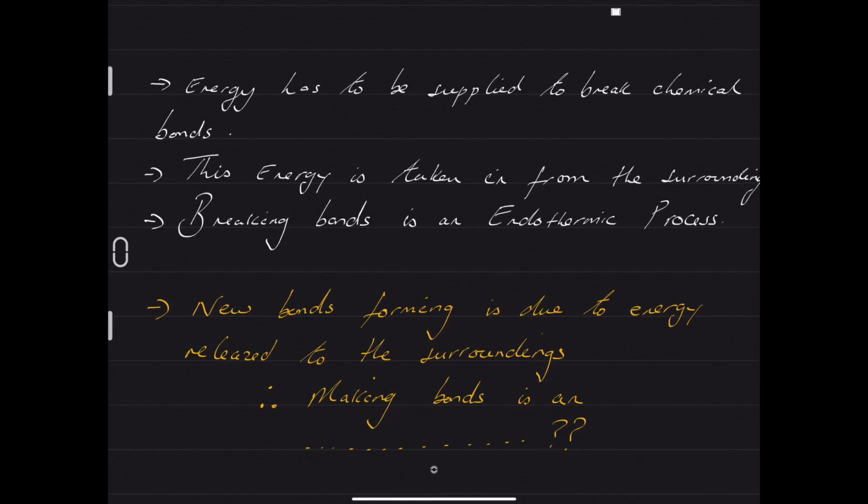And also, I want you to send your answer to me on Teams as well. So once you've taken down the 3 bullet points at the top describing how breaking bonds is an endothermic process, I want you to look at the sentence in yellow. I want you to write it out in your notes and complete it with the correct answer. And I want you to also send me that answer on Teams.